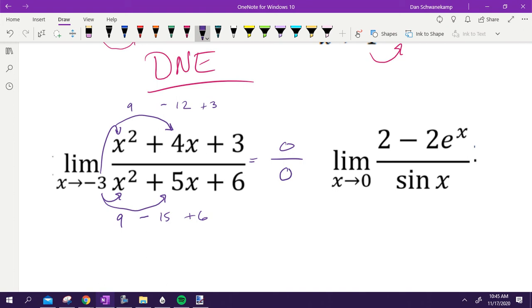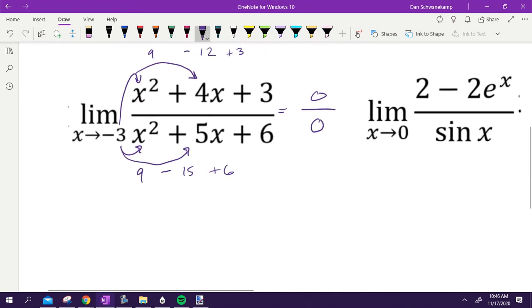What does that mean? It means I am not done. 0 over 0 is called indeterminate form. We don't know. It could be 0. It could be DNE. It could be something else. Remember, when we get 0 over 0, that tells us we are then going to factor, cancel, and plug back in. So we are going to factor that thing.